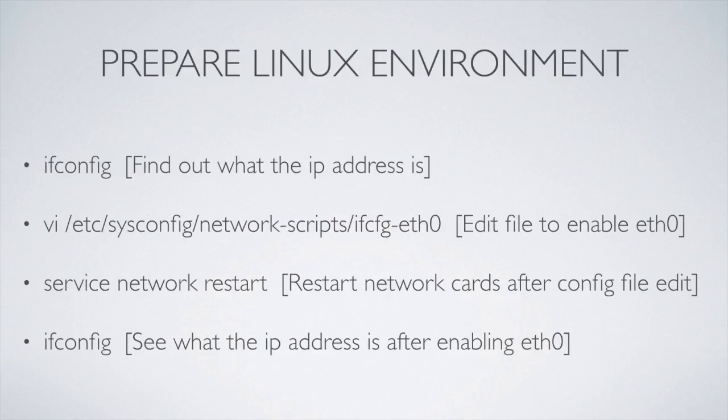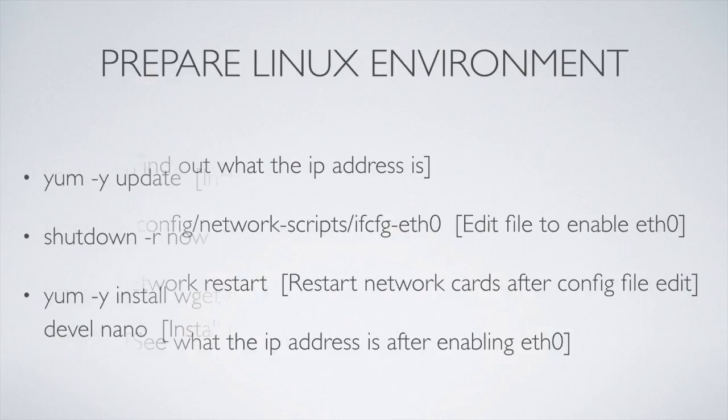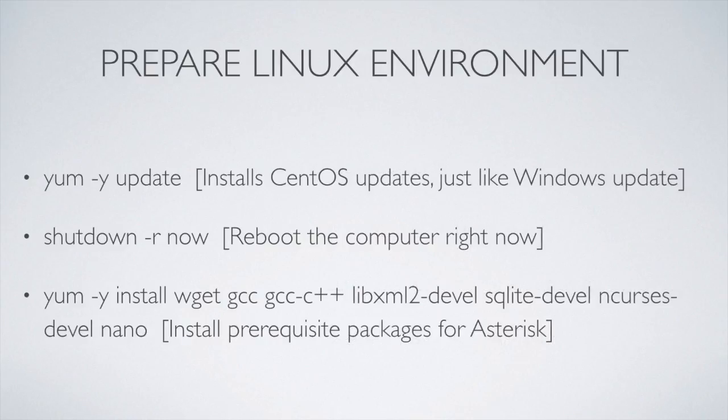So going on to our first set of commands we ran to prepare the Linux environment, we used the ifconfig command to find out what the IP address was of the system. The first time we ran it, it did not have an IP address. So we had to go in and edit the configuration file for ETH0, which is the network card that was part of the Linux VM. We enabled that ETH0 Ethernet card, restarted the network service, and after that we did the ifconfig and got our IP address. ifconfig is basically the exact same thing as ipconfig on a Windows system, except it's for a Linux system.